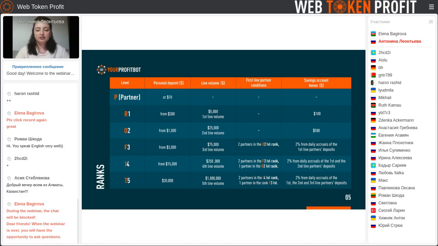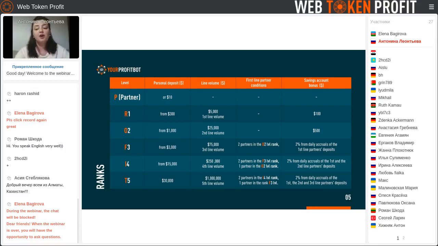If you have any questions, or if you have some misunderstanding about the ranks program, I can say that you should once again look at these ranks on the website, the table of the ranks. Clear? Okay, all network leaders and those who are going to build a team in the project ProfitBot need to learn about it more, because it's a very important thing in this project.